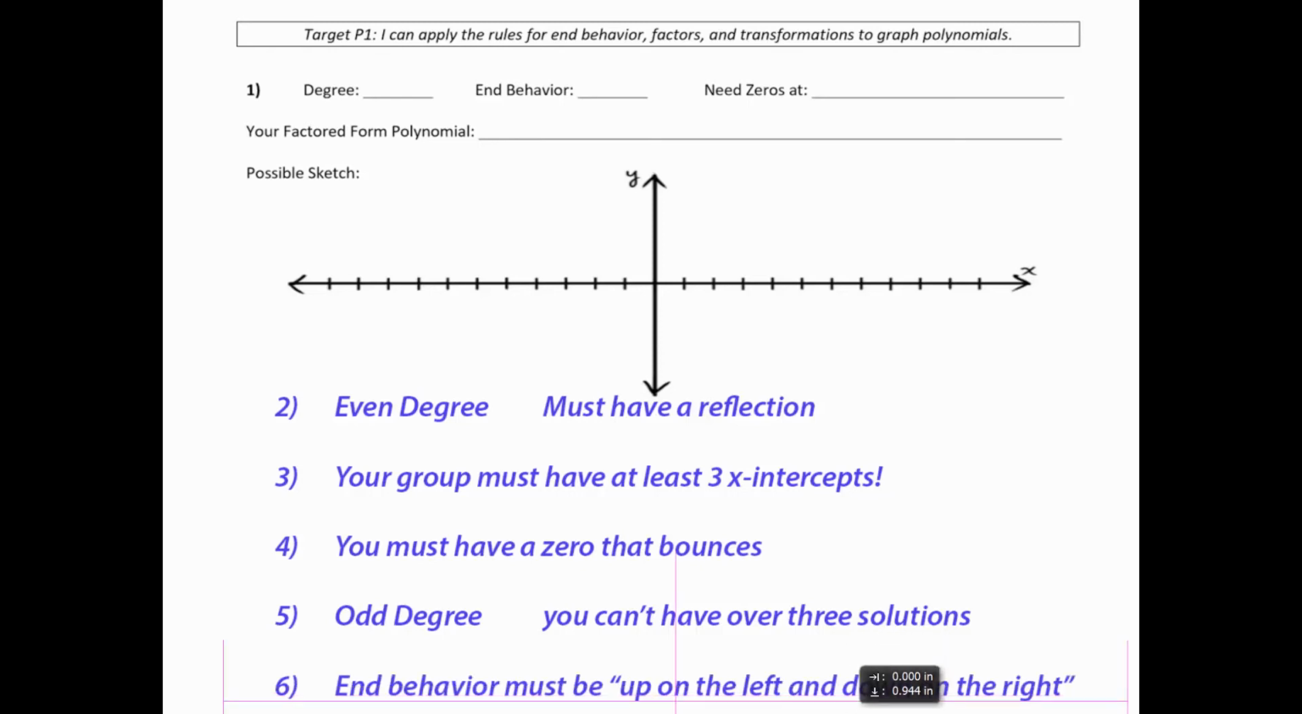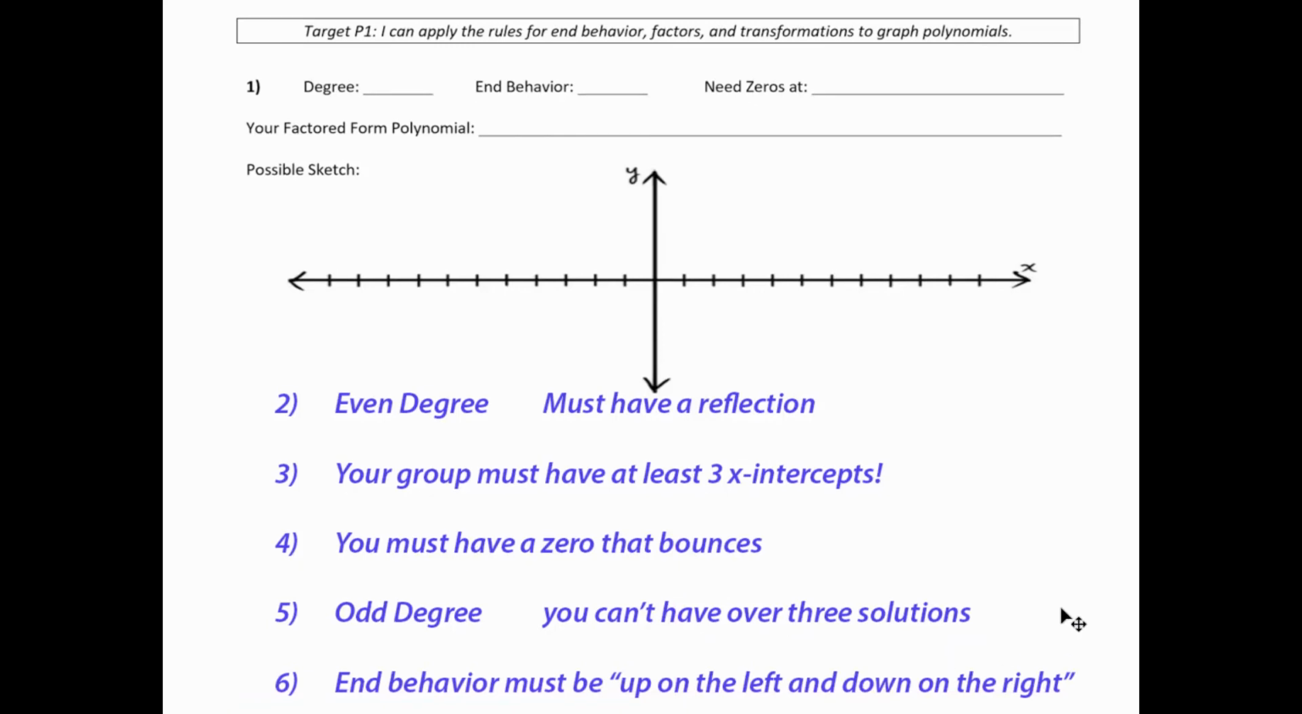Last question, number 6. Your end behaviors must be up on the left and down on the right. So think up, down. What would make that type of polynomial?